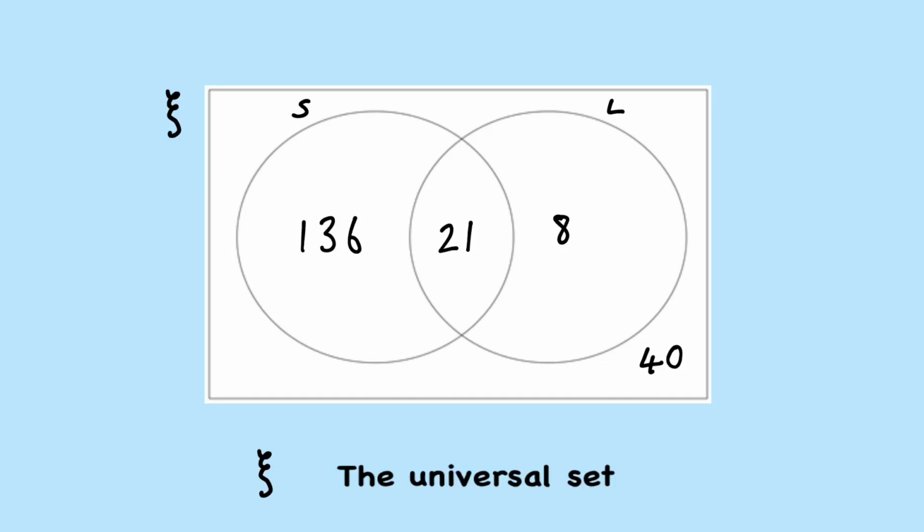Similarly, in this section of the circle, there are 8 students, which means that 8 of the left-handed students don't swim. However, in the school, the total number of left-handed students, regardless of whether they can swim or not, is 8 plus this 21. And these students outside the circle are those students that are neither left-handed nor can they swim. Therefore, they are right-handed non-swimmers.